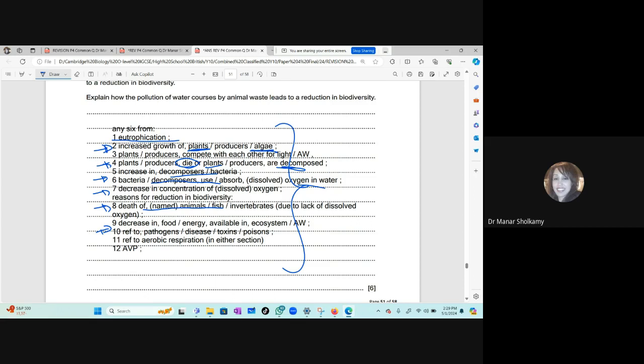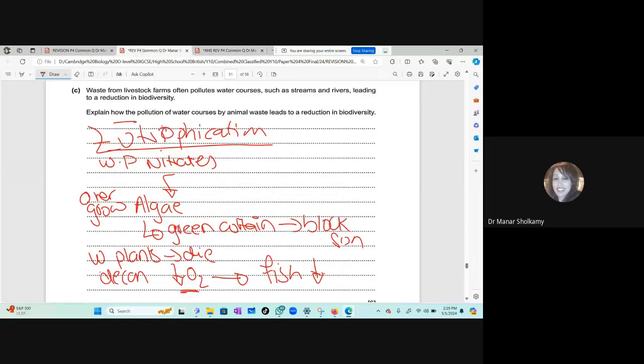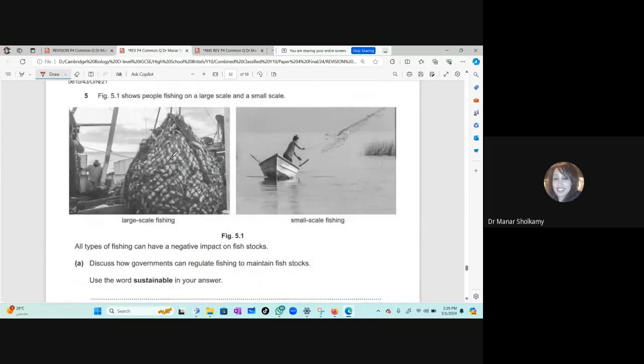You don't write the answer this way. You write the answer the way we wrote it together, in order, nice, clear, for the examiner to understand and know that you know the information very well.